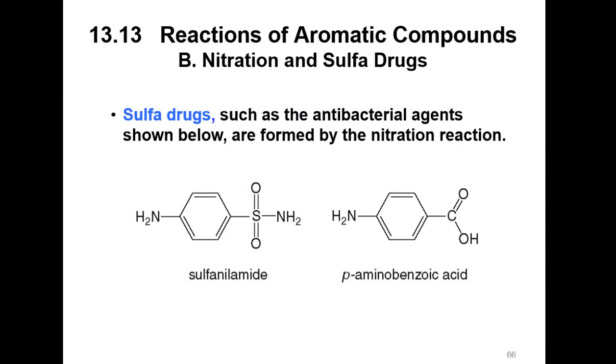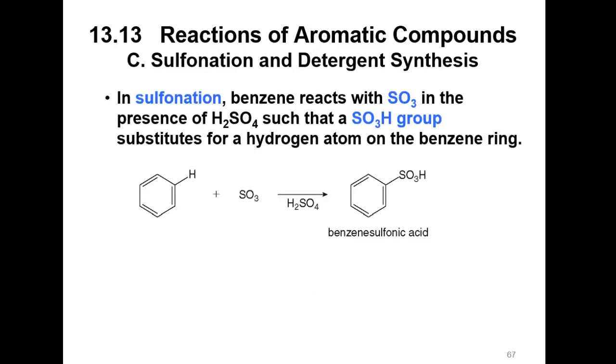Nitration is also used for, let's not talk about explosive stuff, but it's also used for drugs. The only way to make this NH2 is you have to first turn it into an NO2 and then you do another reaction on it that converts it into an NH2. This is a sulfa drug. It has been used as an antibacterial agent, and para-aminobenzoic acid is actually antibacterial, but also used as a sunscreen.